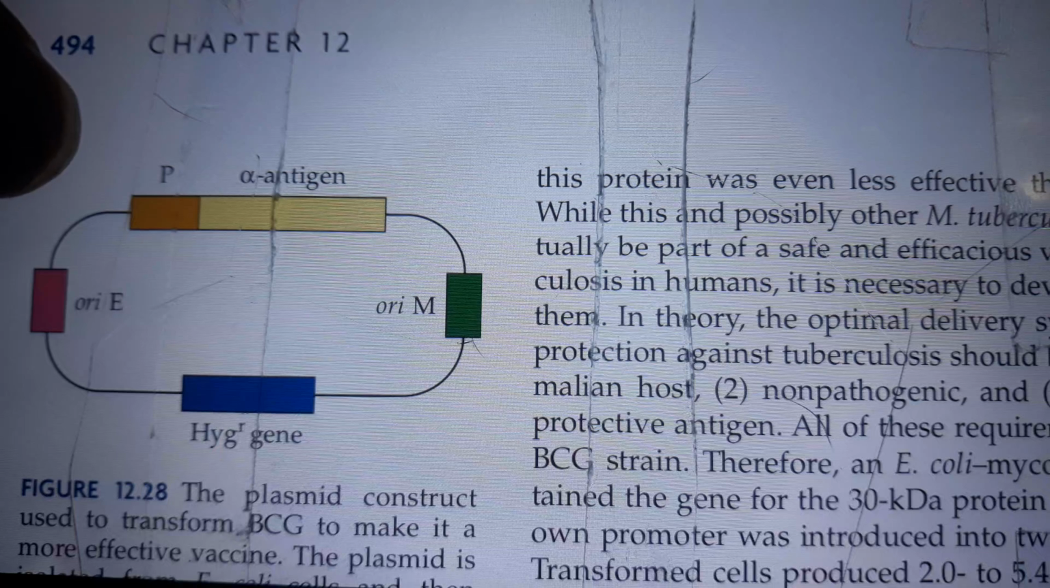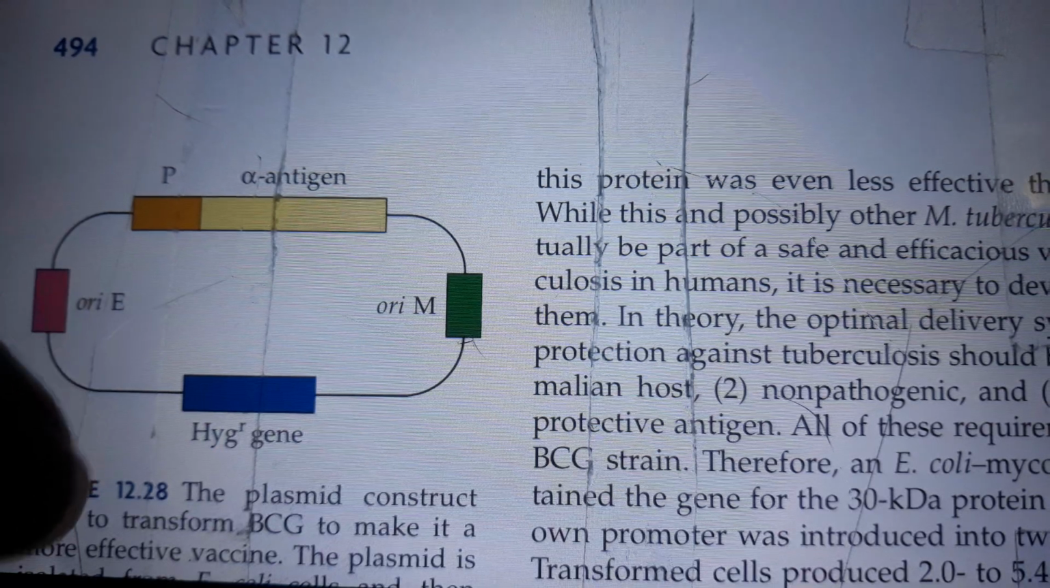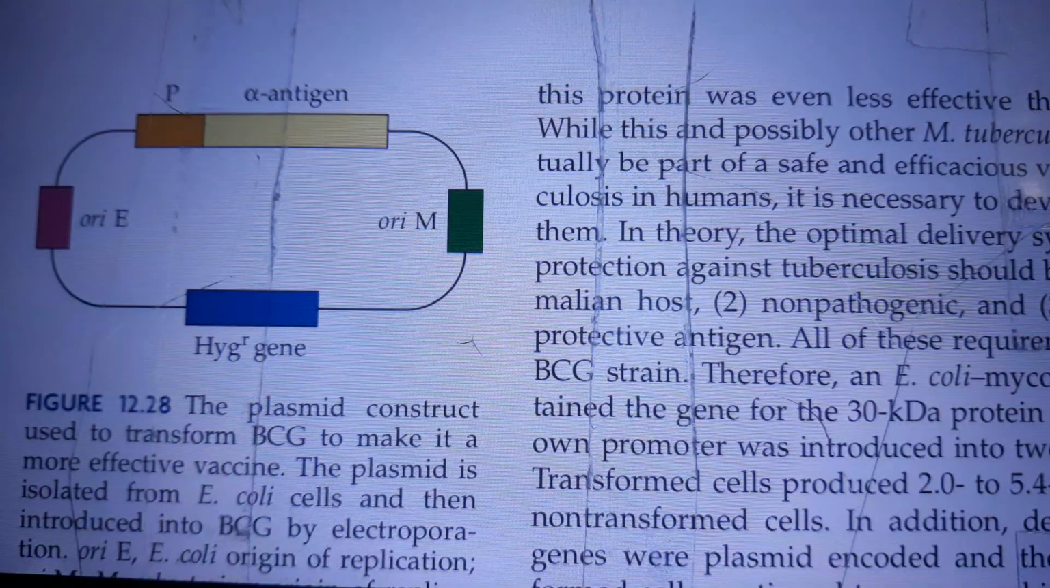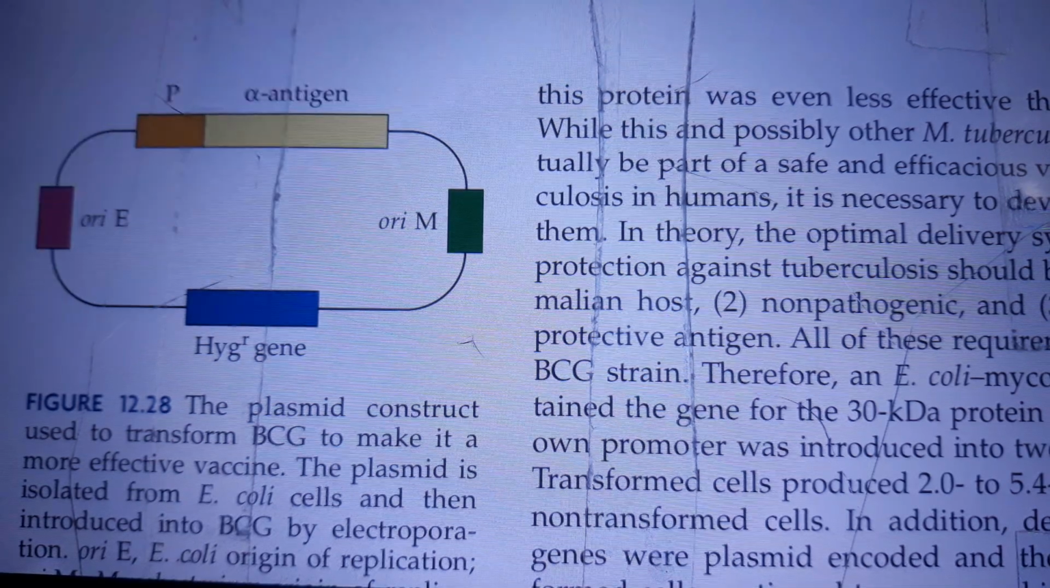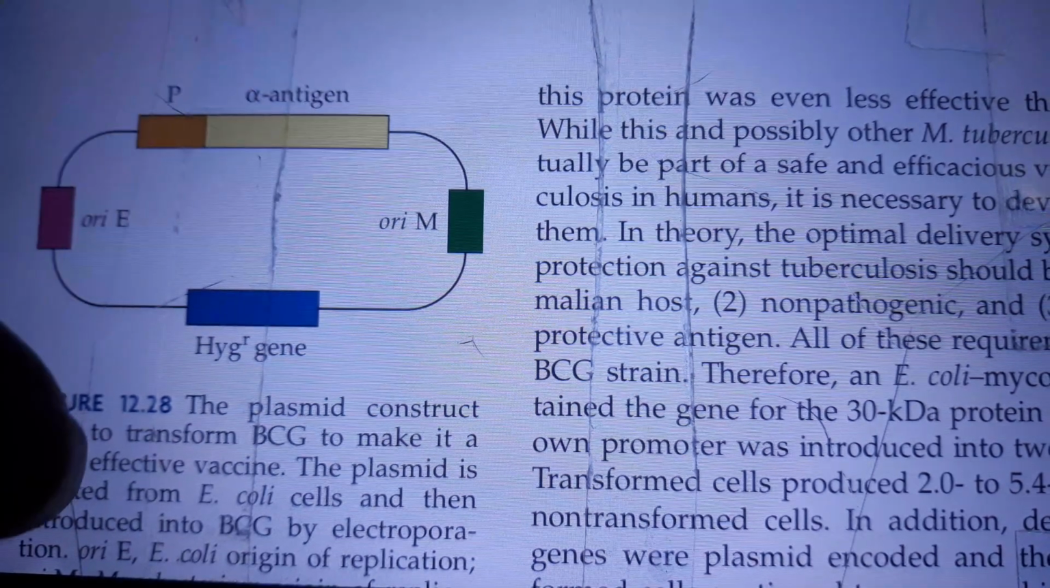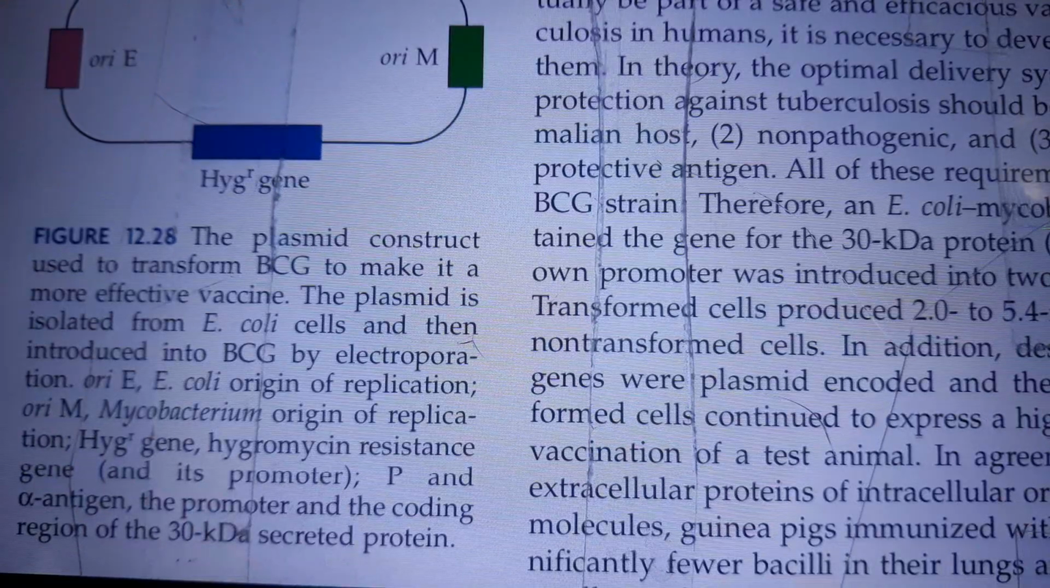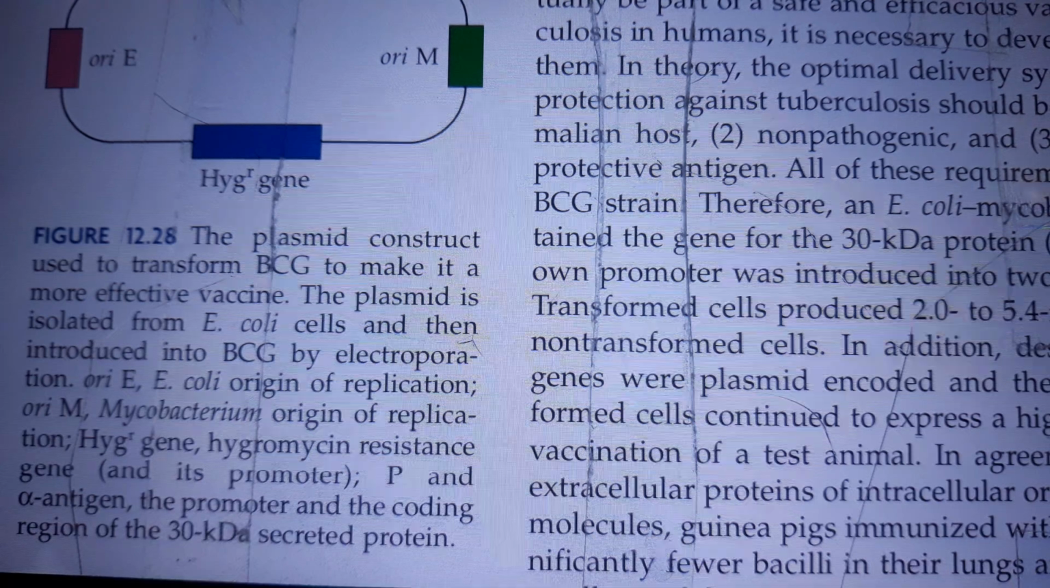The diagram shows the plasmid isolated from E. coli, that is P alpha antigen, ORI-E, ORI-M, HYG R gene, that is the hygromycin resistance gene.